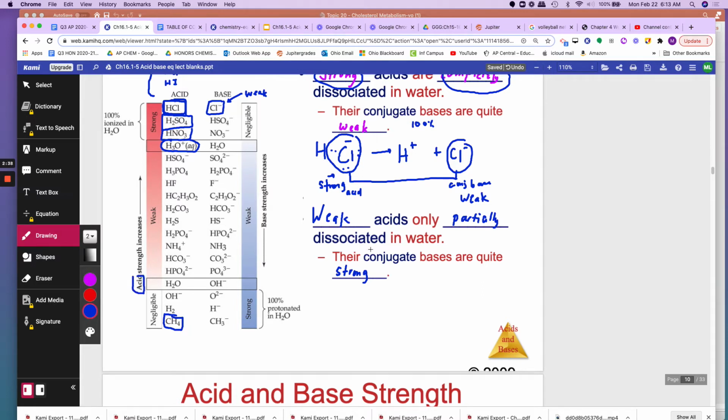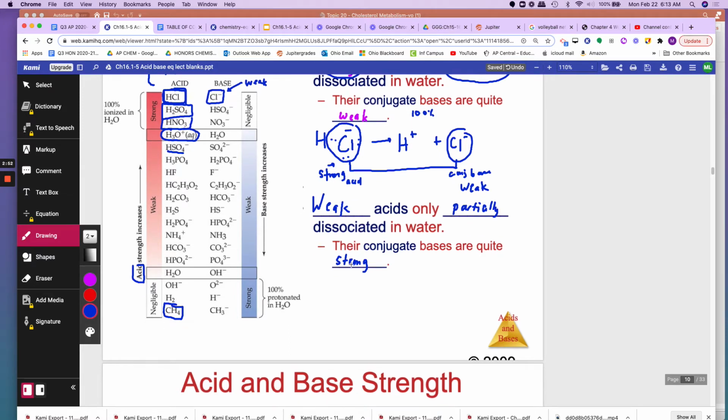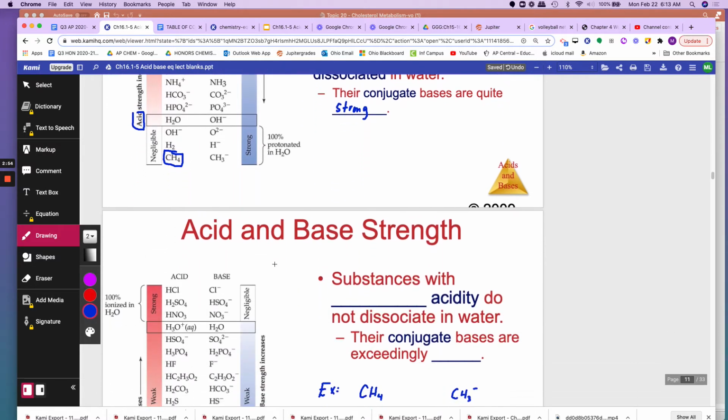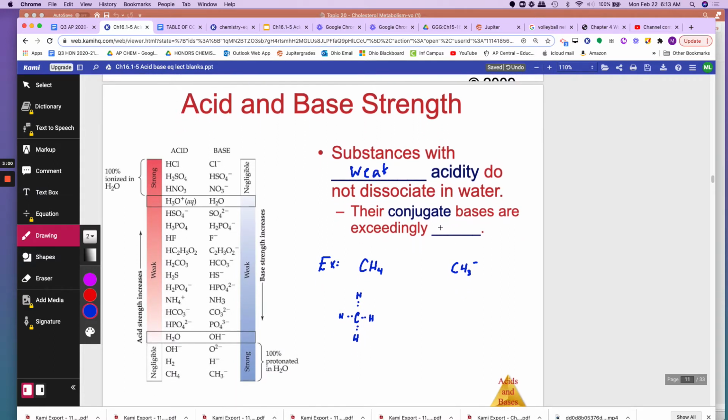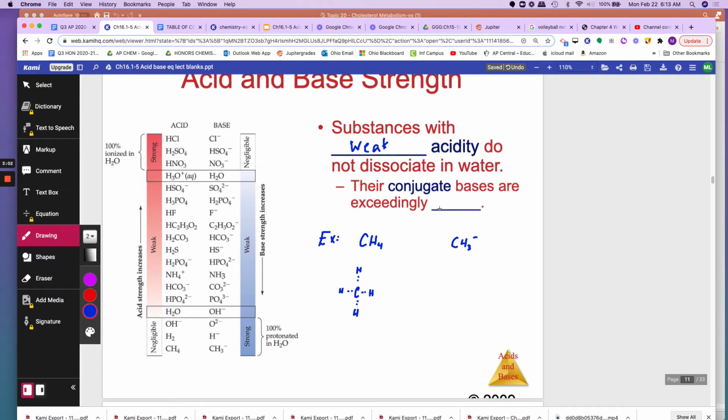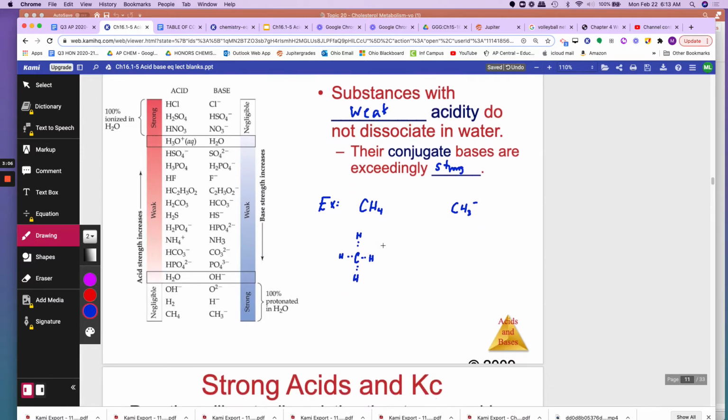Okay, so weak acids, let's say HSO4 minus, will only partially dissociate in water, so not all the H plus will come off, which means the conjugate base is very strong. Let's talk about CH4 right here. Substances with very weak acidity do not dissociate in water. Their conjugate bases are extremely strong.